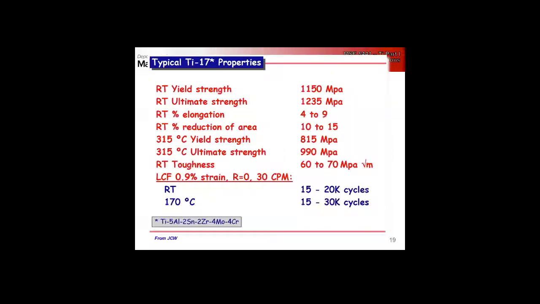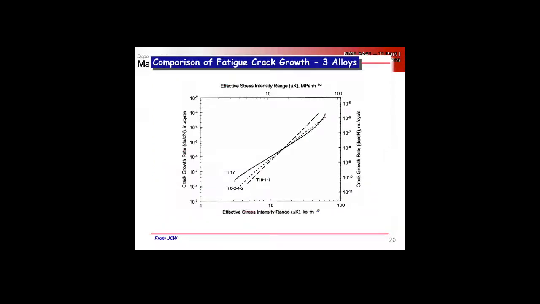And I just lead with Ti-17 in there because that's the high-tech alloy that's readily available commercially. There are newer alpha-beta alloys that push it, but they're very expensive and you can't really find them. You can buy Ti-17 for applications. All right, fatigue crack behavior, they all behave basically the same.